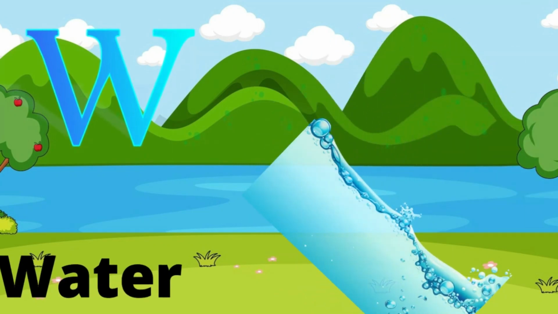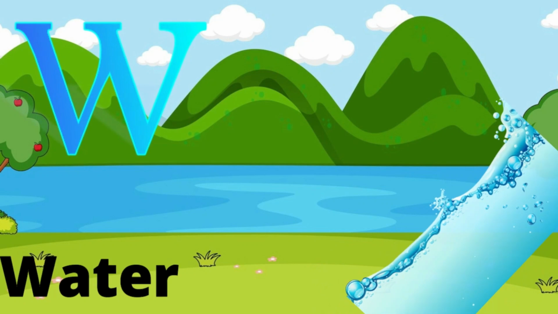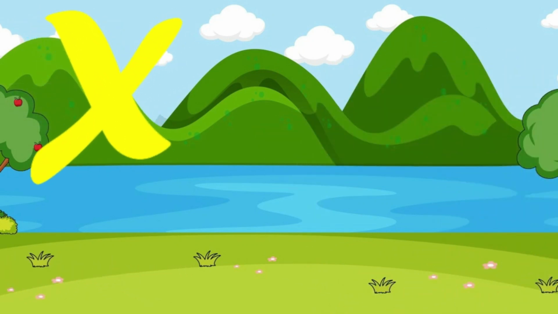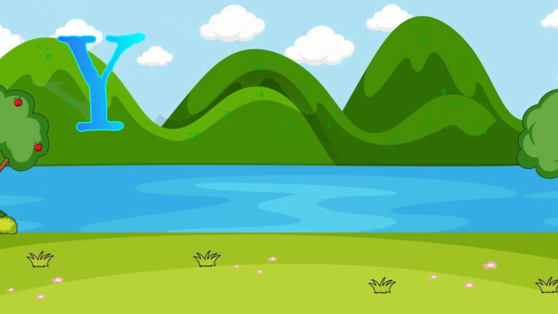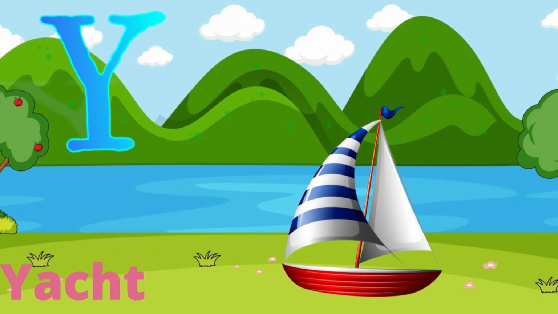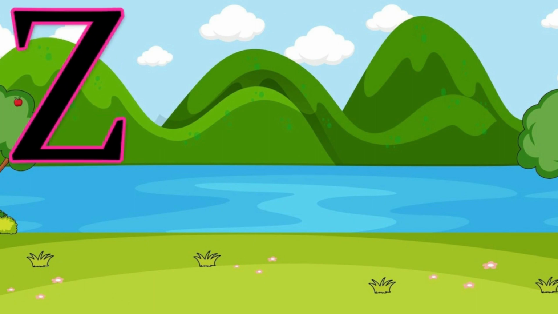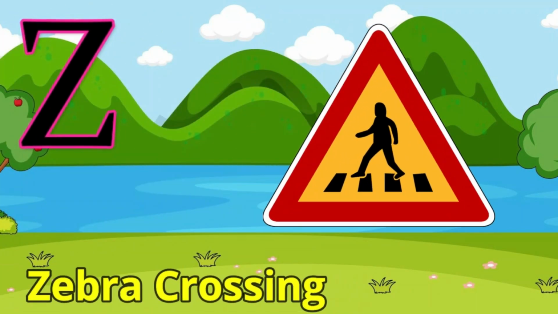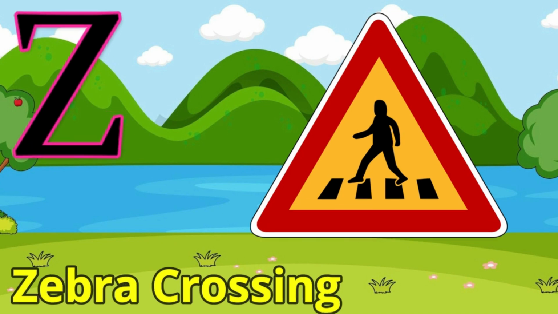W for water. W for water. X for xylophone. X for xylophone. Y for yak. Y for yak. Z for zebra crossing. Z for zebra crossing.